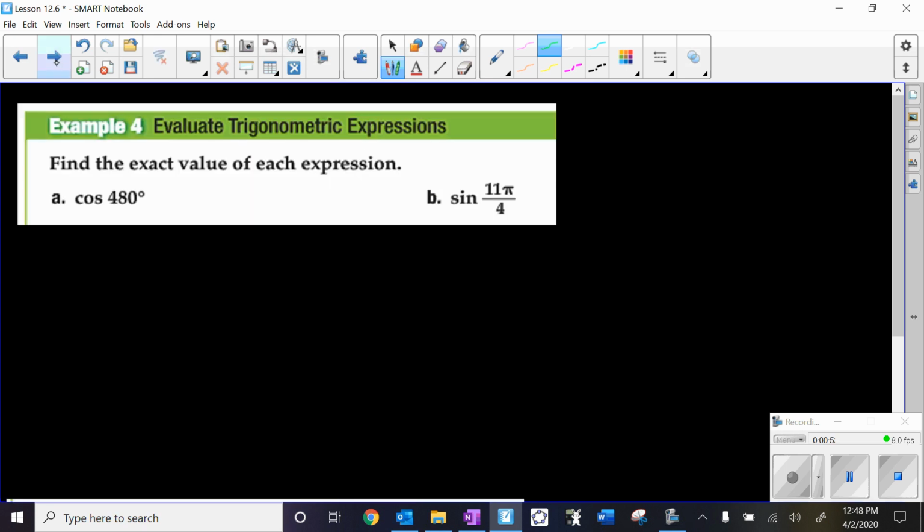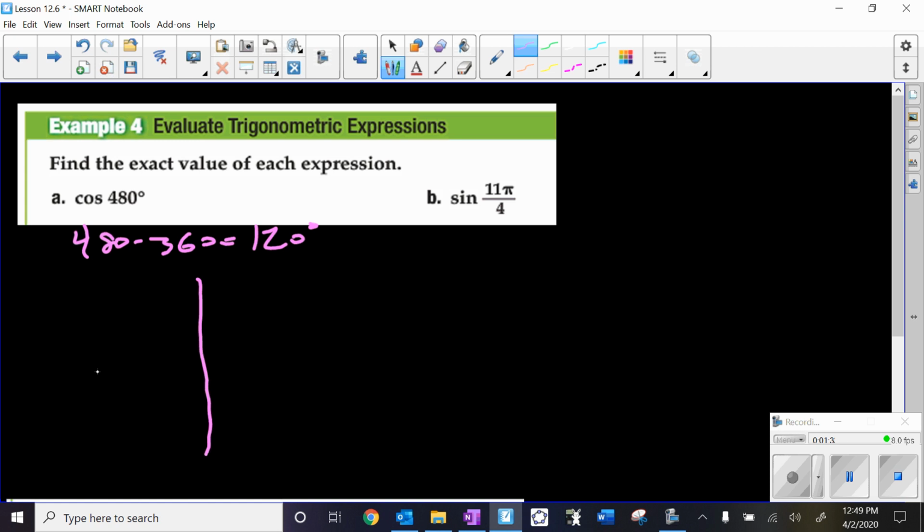Okay, so we're going to do an example or two over here. We'll do one that deals with degrees and one that deals with radians. So for letter A, we want to find the exact value of cosine of 480. Our unit circle only goes between 0 and 360 degrees. So let's take 480 minus 360 to see where we're located. And when we do that, we're going to get 120 degrees. So if we find the value at 120 degrees, we'll have the same location as 480 degrees.